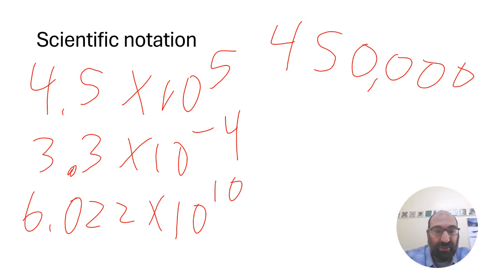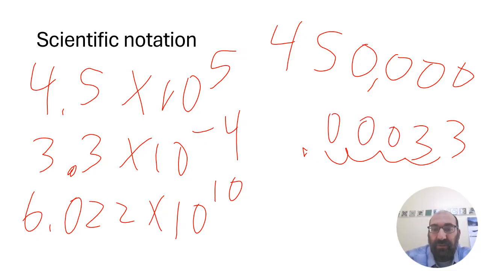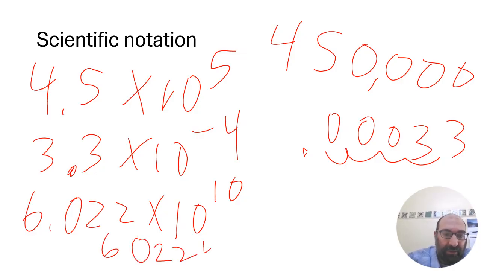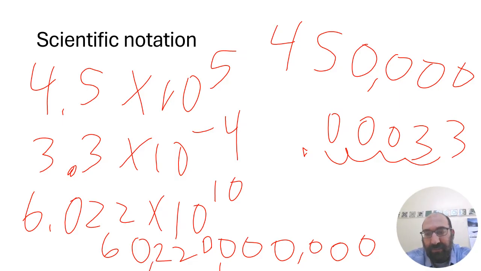The next one, 3.3 times 10 to the negative 4th. We're going to put the 3 over here and go 1, 2, 3, 4. So 0.00033. This last one is going to be a little bit harder because it's going to be 6, 1, 2, 3, 4, 5, 6, 7, 8, 9, 10. So 60 billion, 220 million.